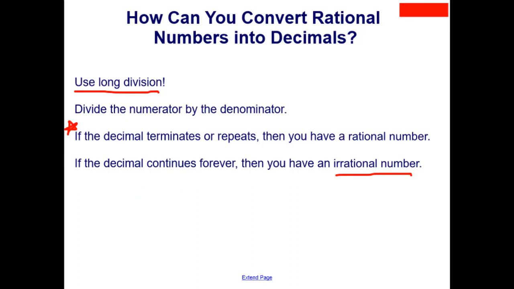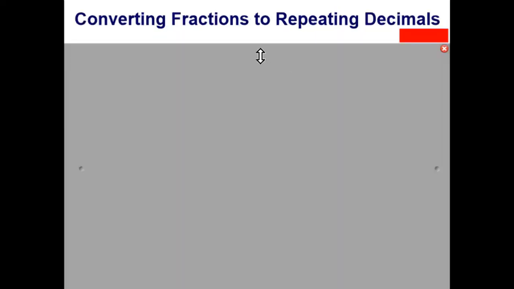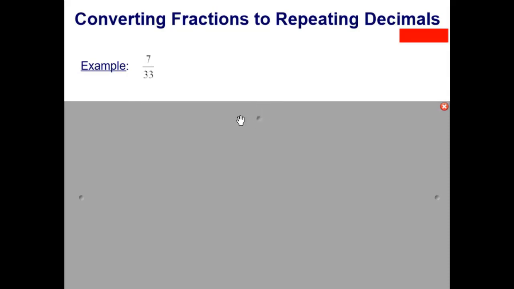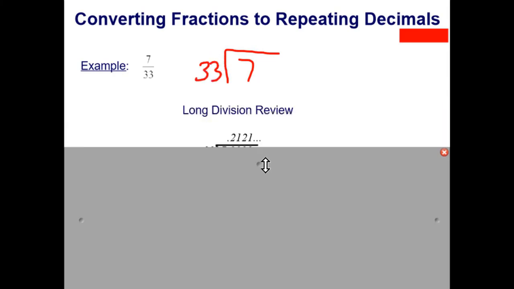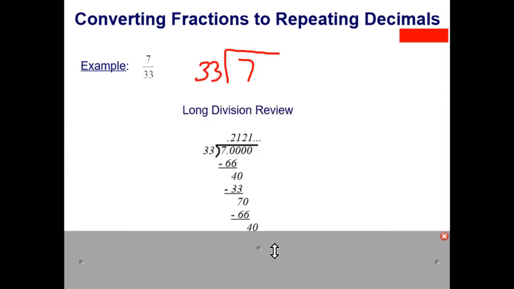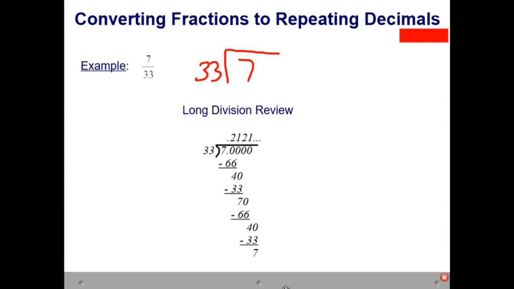Let's remind ourselves how to use long division. Let's look at our example, 7 over 33. We can change it to 7 divided by 33. A reminder of long division: you keep trying to see 33 going into first 70, then 40, 70, then 40, giving us a repeating decimal of 0.21 repeating.